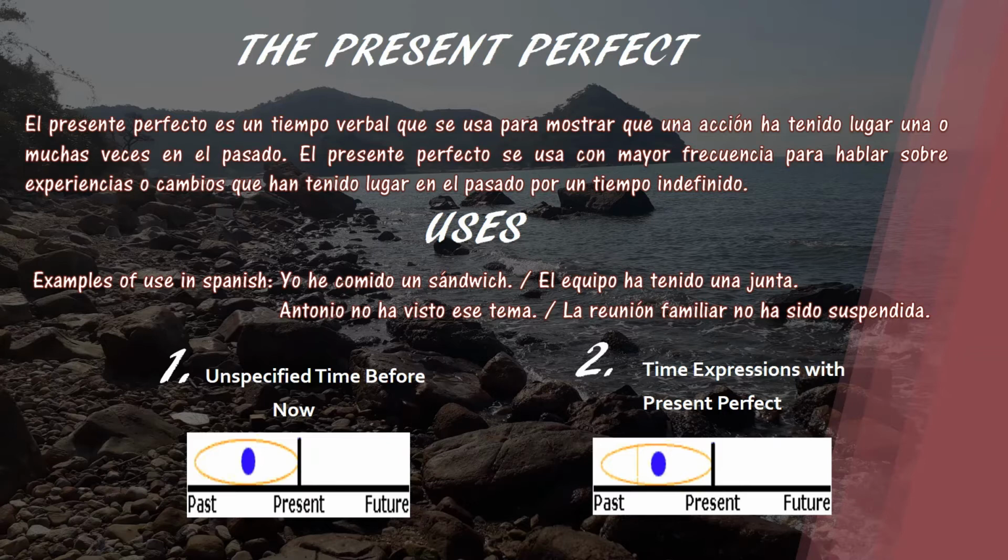So the present perfect time is to talk about an indefinite time in the past. This means that you don't remember the date when an action happened, okay? But it happened, you remember it, an experience or an event, a party or something. You don't know when it happened, but you remember it and you are describing it. So we are going to see two cases to use present perfect. Case number 1, unspecified time before now, and case number 2, time expressions with present perfect.